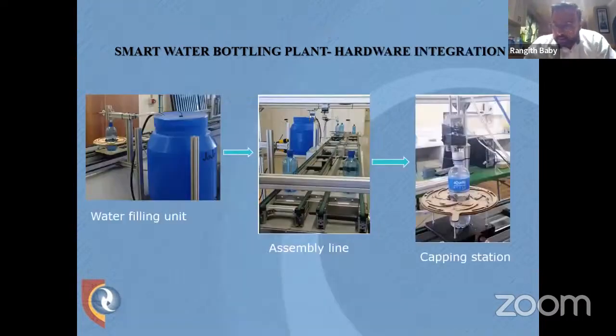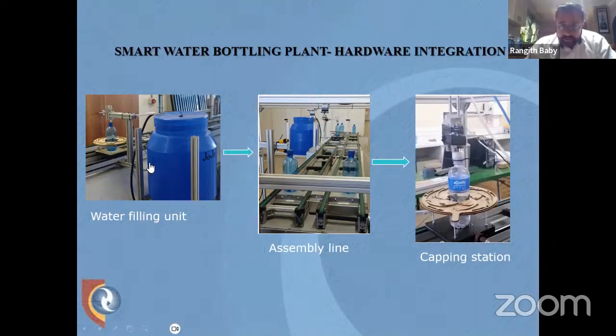So then it got to the point where we needed to now start building the unit itself. So our water bottling plant, which will be discussed later by my colleagues as well, consists of a water filling unit, an assembly line, as well as a capping station. So here you'll see the tank. It is a miniature version. So it is a prototype, or an extended prototype, if you want to call it, that we've developed here. So these are the three hardware units that we had and that we integrated together.